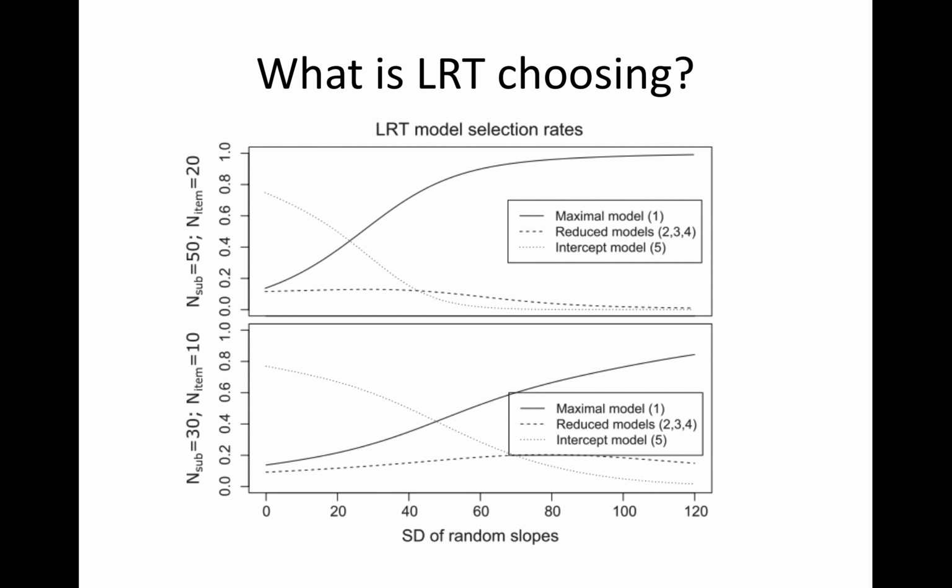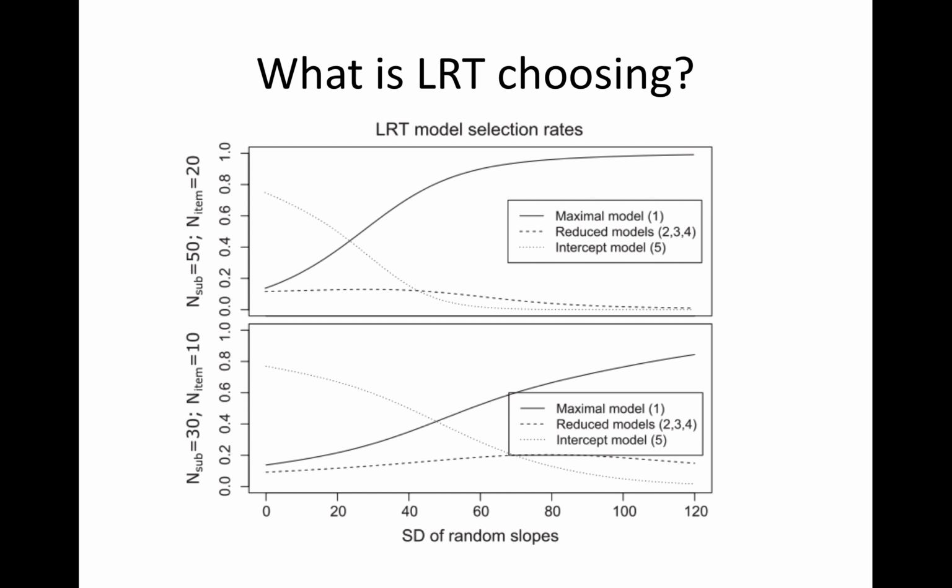So what was the likelihood ratio test choosing? So this x-axis is the same. It's the standard deviation of those random slopes again. This is for 50 subjects, 20 items. This is for 30 subjects, 10 items. And you can see that the maximal model is favored as the standard deviation increases, and the intercept model is less favored as the standard deviation increases.